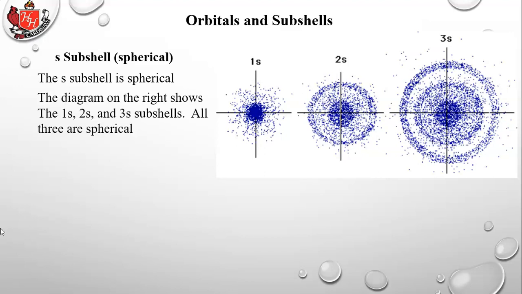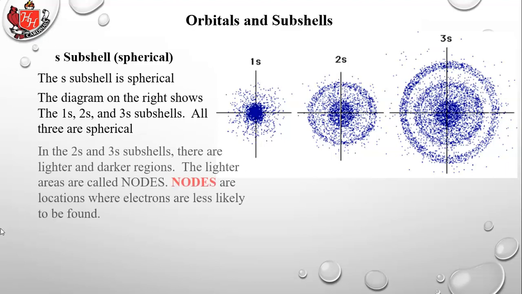The diagram on the right shows the 1s, 2s, and 3s subshells. All 3 are spherical. In the 2s and 3s subshells, there are lighter and darker regions. The lighter areas are called nodes. Nodes are locations where electrons are less likely to be found.